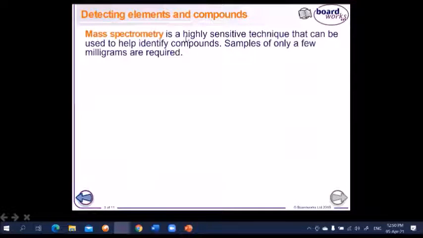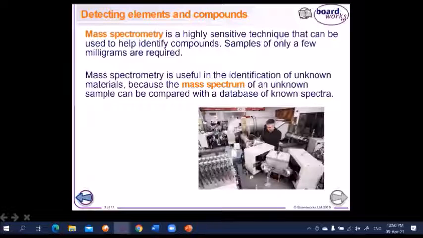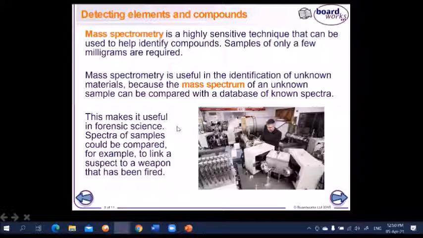Right, so again, it is a highly sensitive technique that can be used to help identify compounds. Samples of only a few milligrams are required. It's useful in identifying unknown materials because the mass spectrum of an unknown sample can be compared with your library or database of known spectra. And these are the machines. We have that, of course, in our lab.